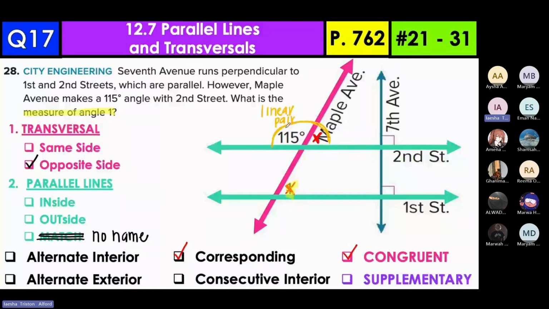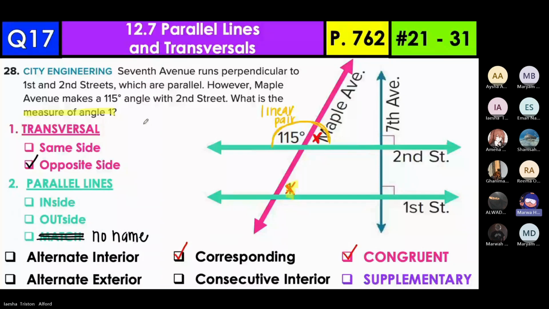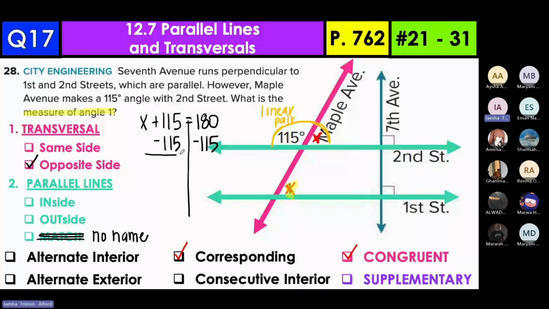Now that we know we have a linear pair, we can write an equation. So what equation can we write? x plus 150 equals 180. Subtract 150 from both sides. This one is 0. x is equal to 65 degrees. So you go back and put 65 in your picture.